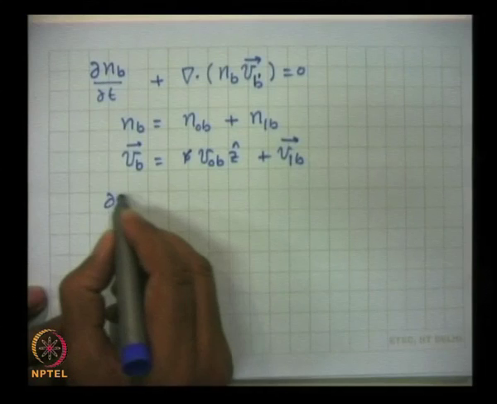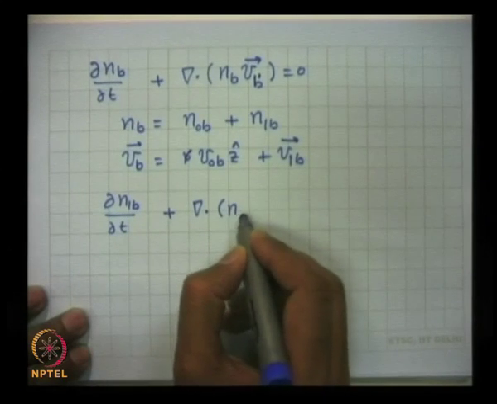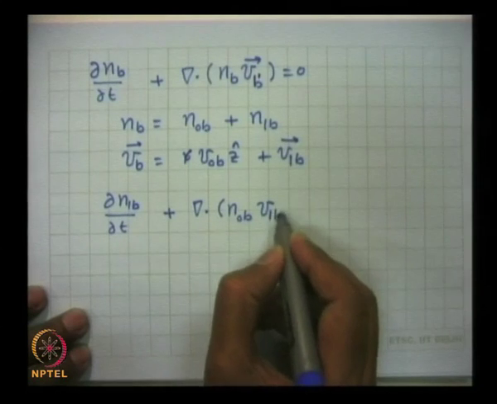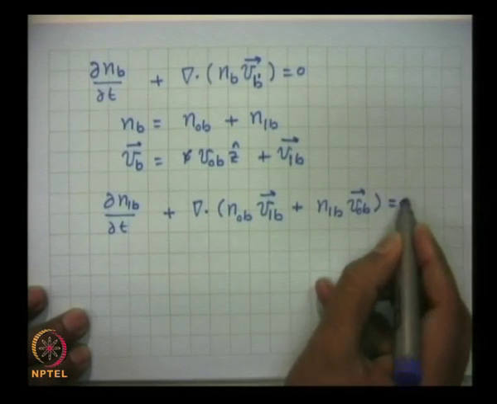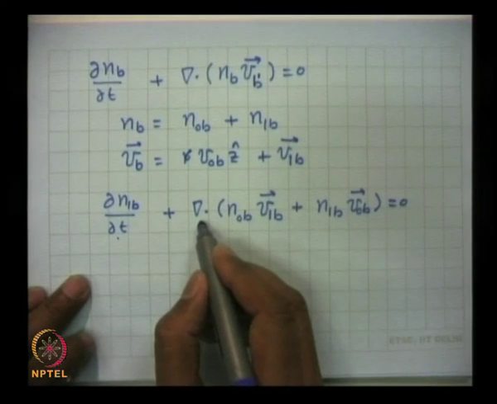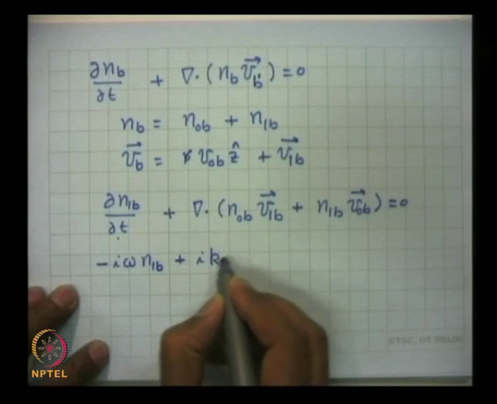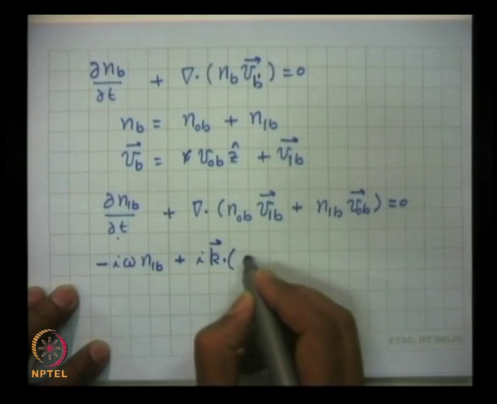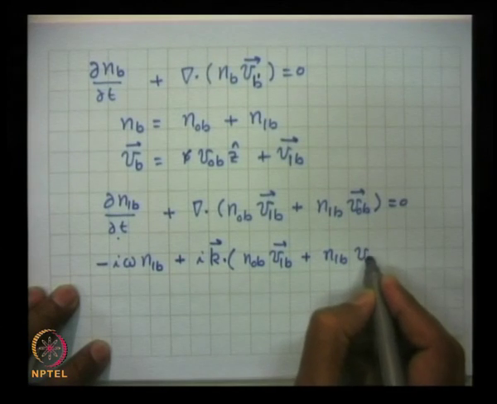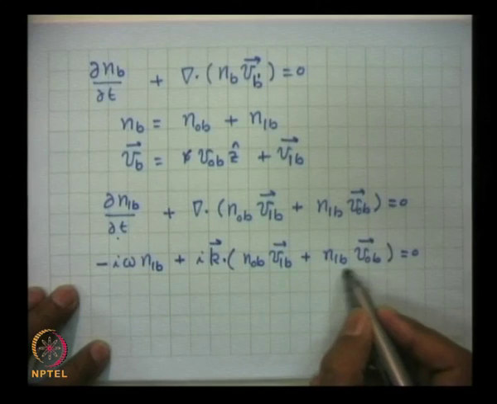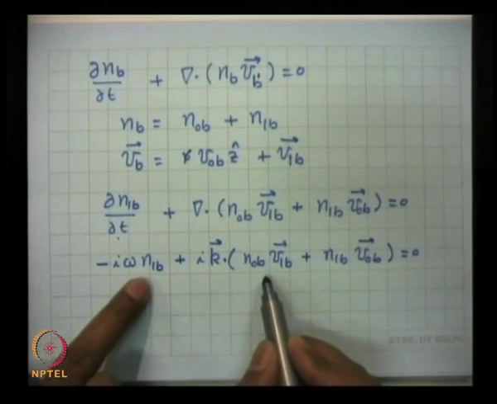So, on substituting, the equation becomes delta n1b by delta t plus divergence of n0b v1b plus n1b v0b equal to 0. Now replace delta by delta t with minus i omega and del by ik. What you get is minus i omega n1b plus ik vector, which is in the x direction, dotted with n0b v1b plus n1b v0b equal to 0. This term does not contribute because k is in the x direction and v0b is in the z direction. So this product of k with v0b will vanish, and hence these two terms survive.